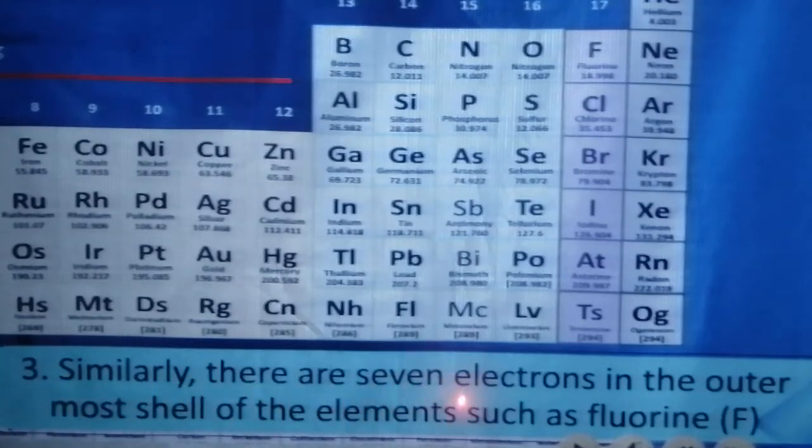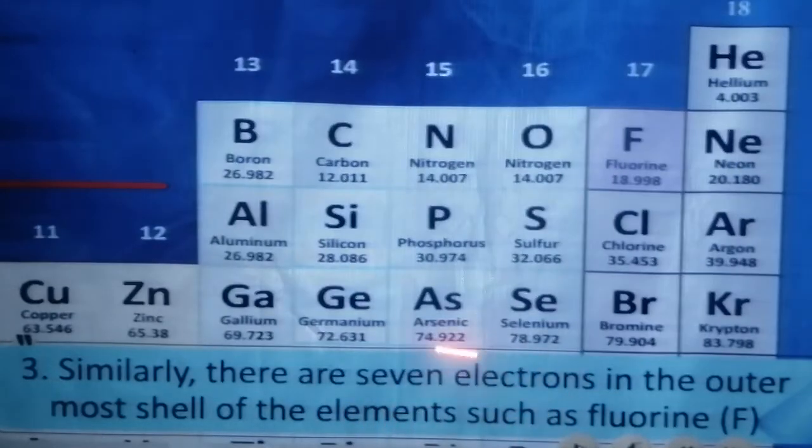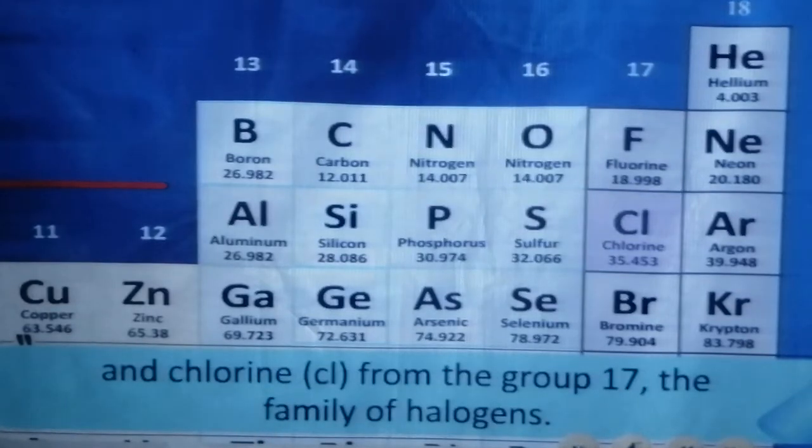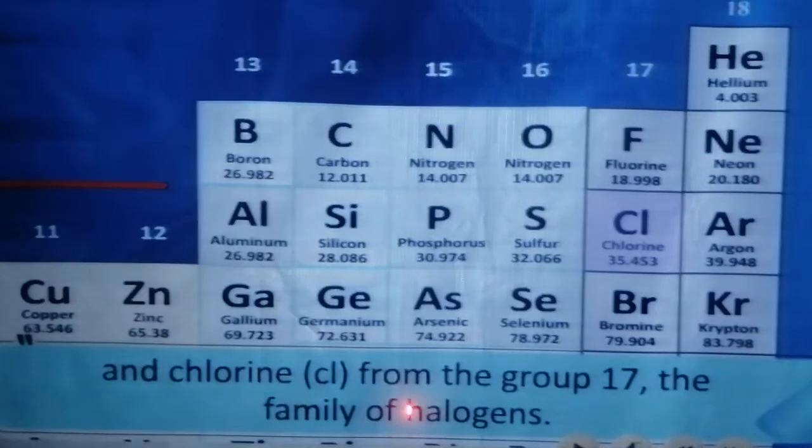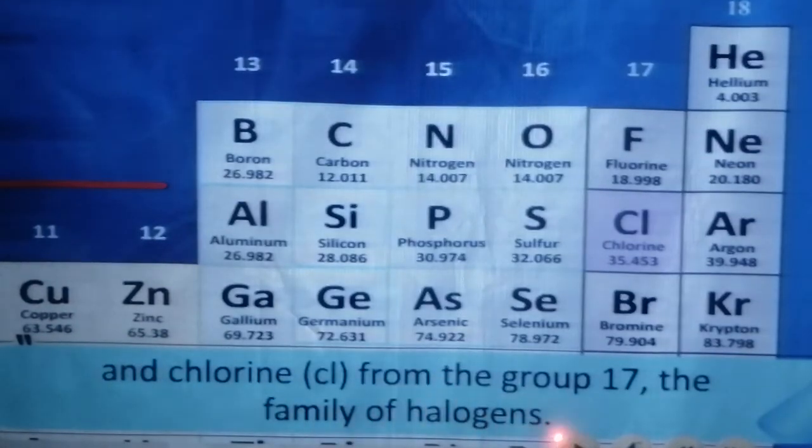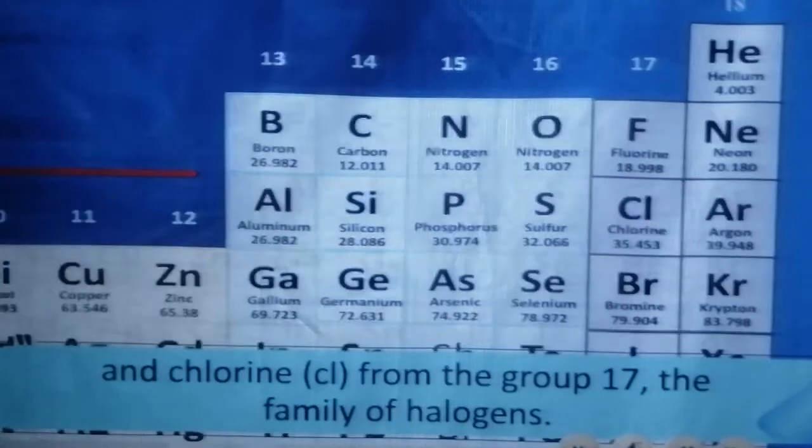Similarly, there are 7 electrons in the outermost shell of elements such as fluorine. The valency is 1 because the octet is not completed. When the element takes 1 electron from another element, its octet is completed. That is why its valency is 1, because 1 electron is less than 8. And chlorine from group 17 is the family of halogens.